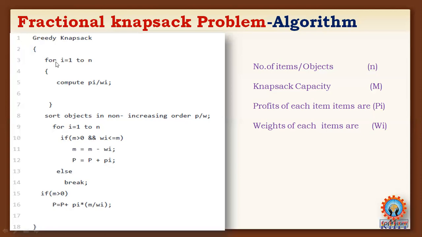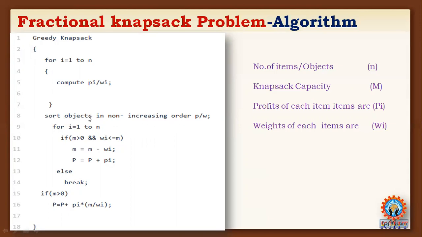Friends, listen to that. First find the total number of objects, which indicates n number of objects. n is equal to the total number of objects. Next, compute the value of profit by weight of each and every object in the knapsack problem. Once the computation of Pi by Wi is generated, then sort the objects in descending order of their profit by weight: P1 by W1, P2 by W2, and so on up to Pn by Wn. Those values can be arranged in descending order here.